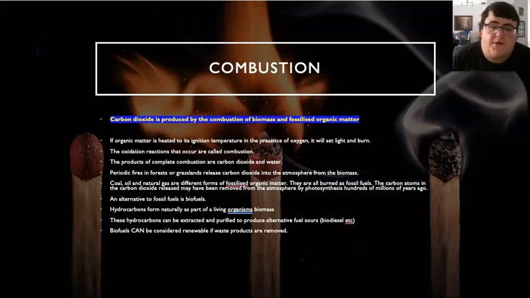Okay. So, for example, when we have periodic fires in forest or grasslands, we release carbon dioxide into the atmosphere from the biomass that's burning. Coal, oil, and natural gas are different types of fossilized organic matter. These were supposed to be released into the atmosphere millions of years ago when they died, but instead they've been stored, and then we burn them once we've extracted them millions of years later as fossil fuels.